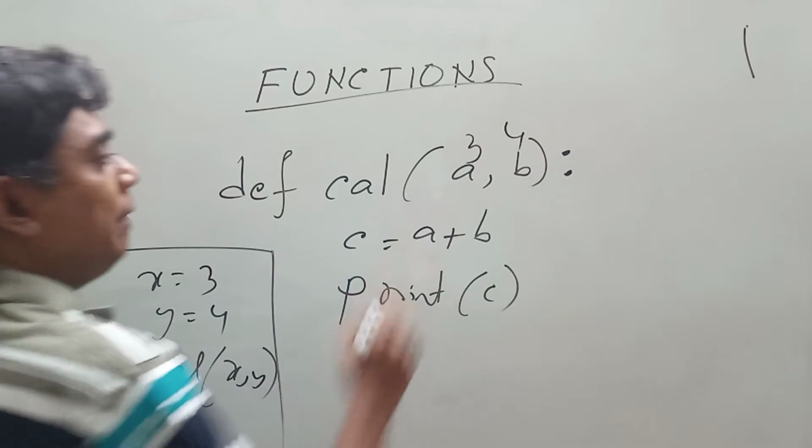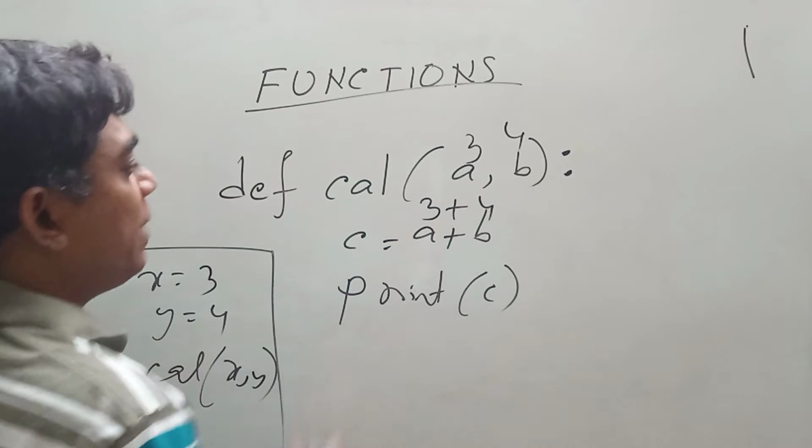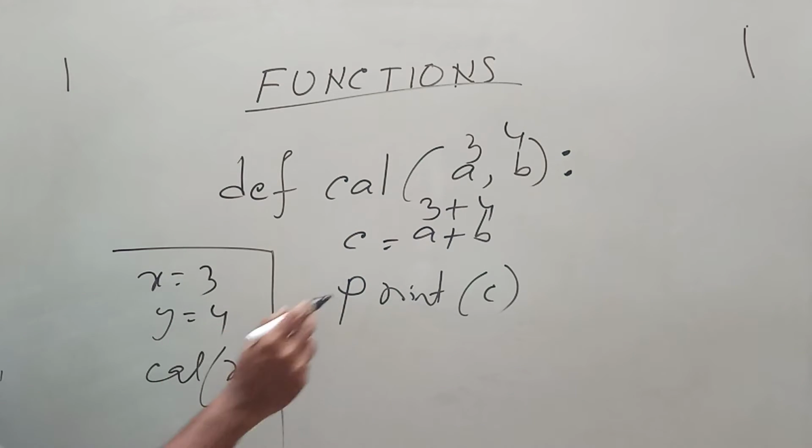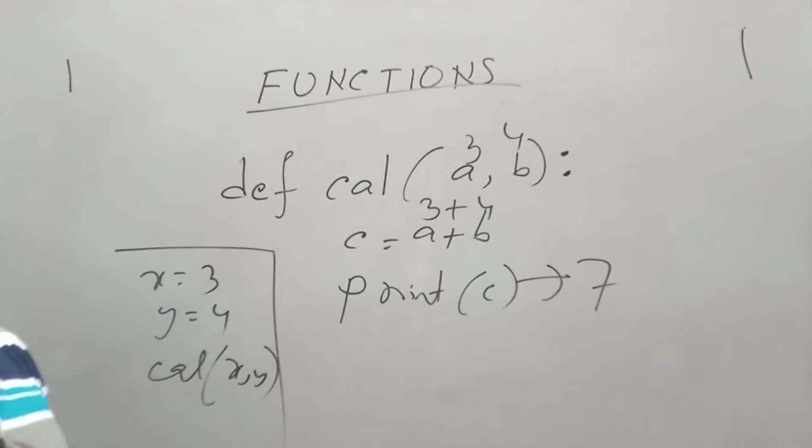So A is 3 and B is 4. What is the value of C? C equal to 3 plus 4, we got 7. Now whenever you write print C, it will print 7. This is the output of the function.